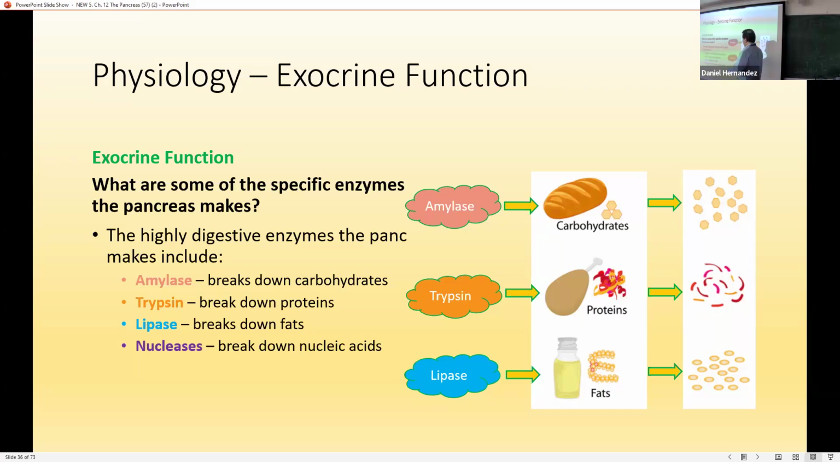The reason these are also important is because when we do lab work or workups on a patient, we could see potentially elevated lipase levels, elevated amylase levels. So these are some of the things that we look at when they do a CBC or a workup on a patient to see if there are any issues going on with the digestive tract.